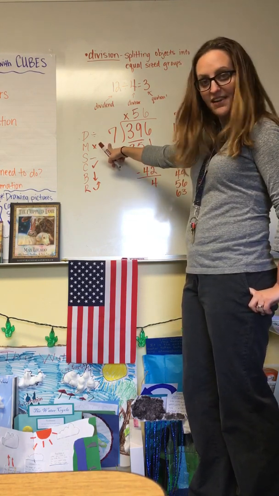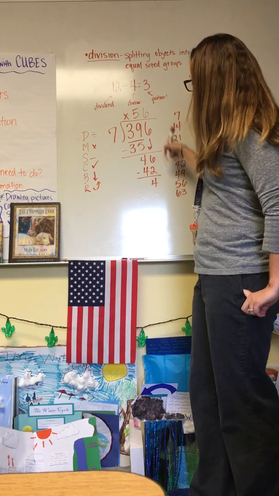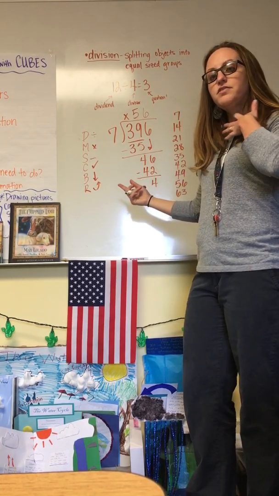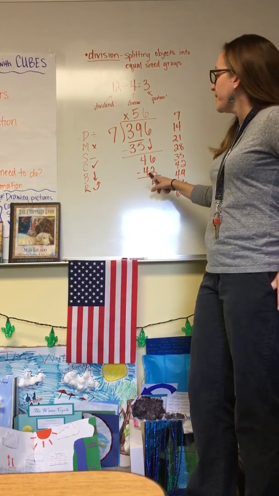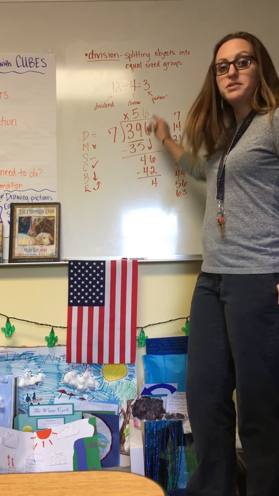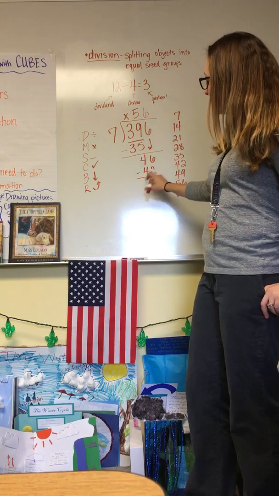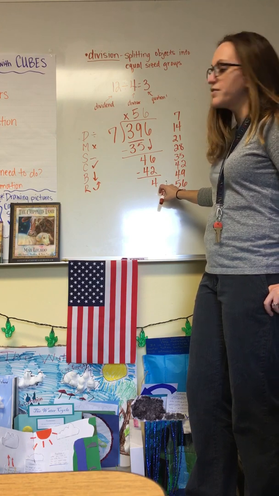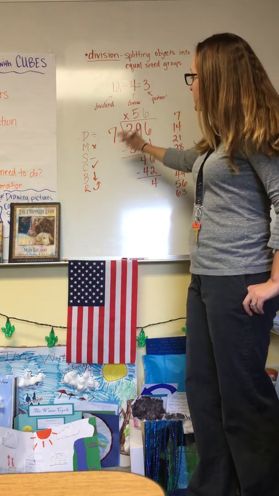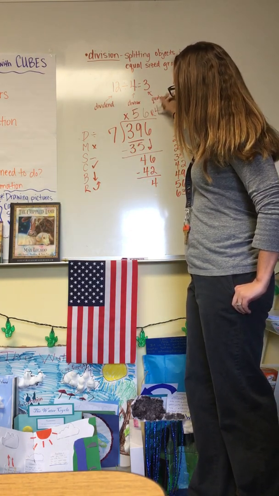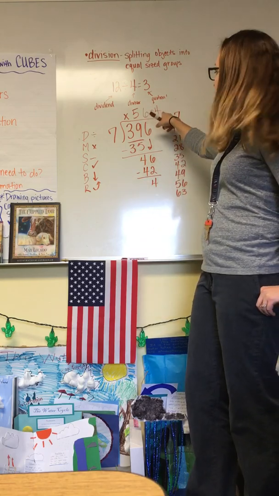Is 4 smaller than 7? Yes, it is, so I'm good there. There's nothing left to bring down. That means that I'm done dividing. Now, what we talked about, if the number here is 0, I'm done. That's my quotient. However, I have leftovers here. I have 4 leftovers. So I was able to make 56 groups of 7, and then I have 4 leftovers. So it's a remainder of 4.